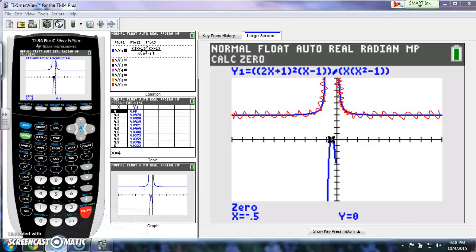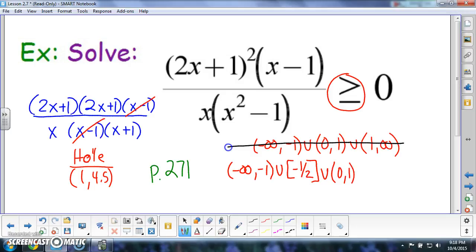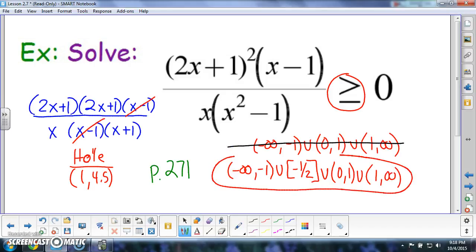So we have to consider that. At -1/2 we need to include that. So let me kind of draw a line through this, and this would be our final solution. -infinity to -1, unioned with, there's just a point at -1/2, unioned with 0 to 1, unioned with 1 to infinity. These are all the points that are on the x-axis or above it.